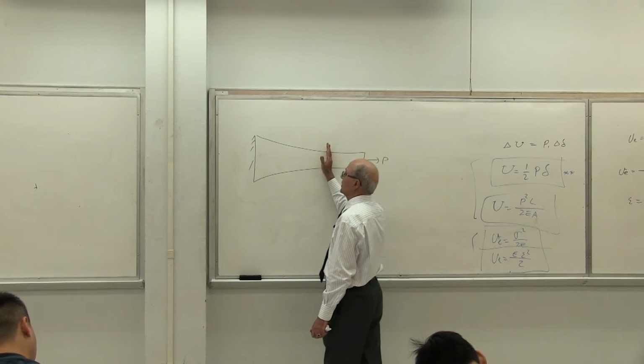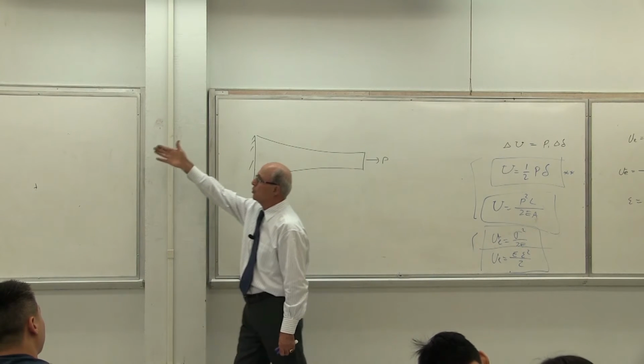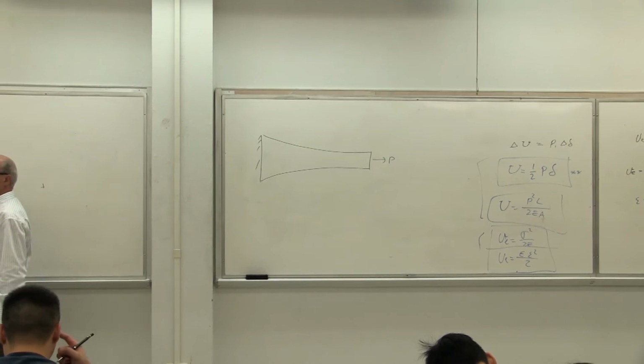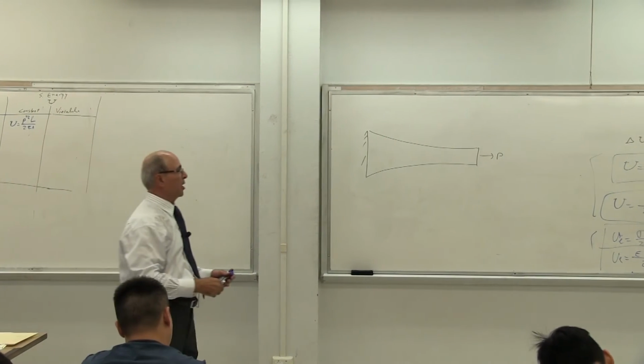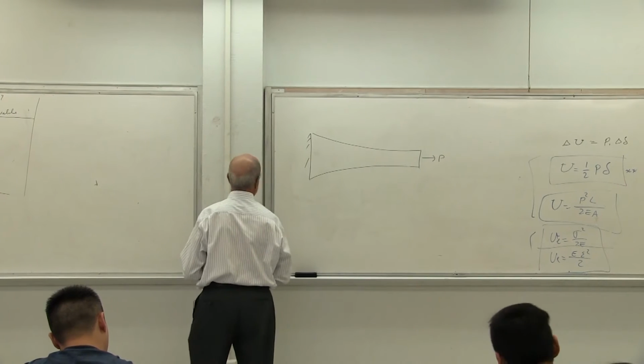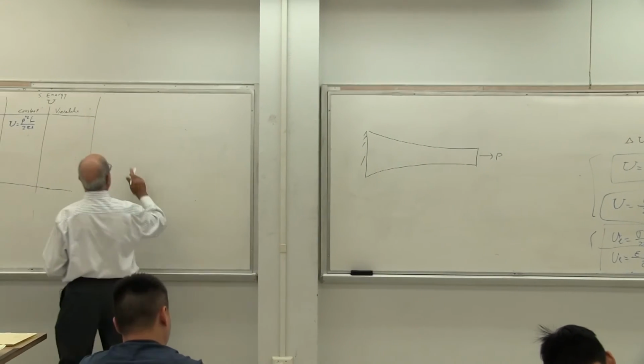Therefore, sigma here, sigma there, sigma there, sigma. So I cannot use that constant. Things become variable, especially area. Yes or no? However, I can use this technique now. So this is the technique you are going to use.